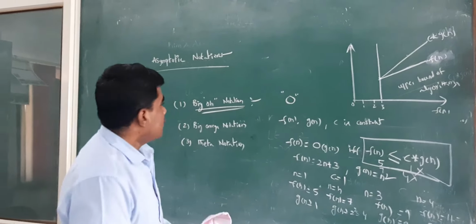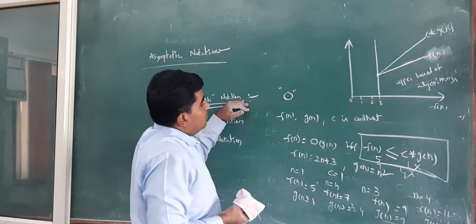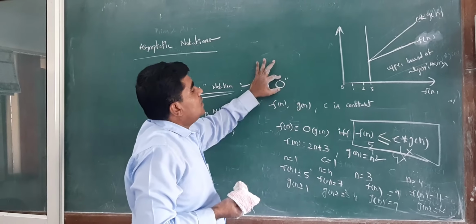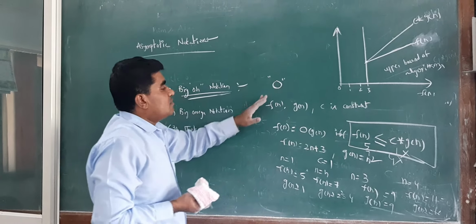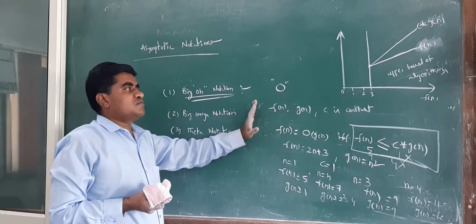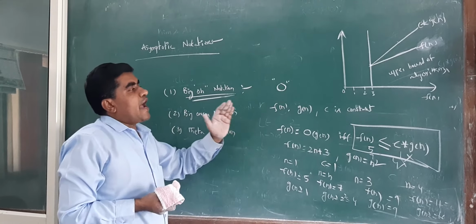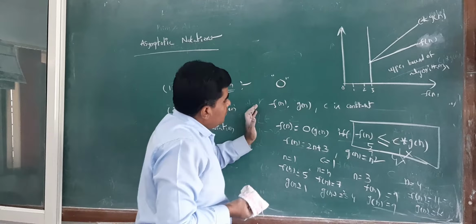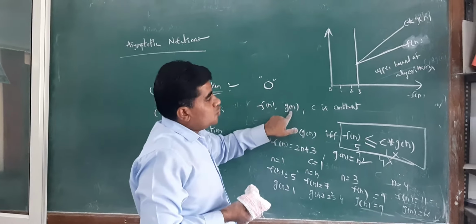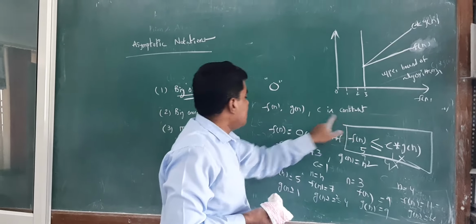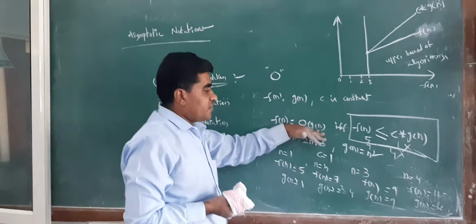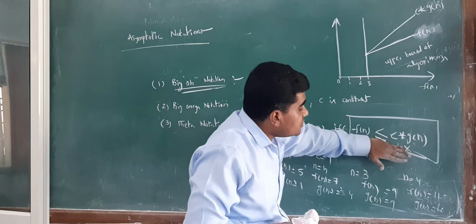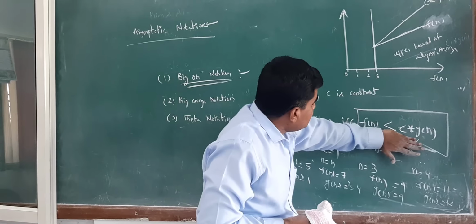Once again, big O notation is denoted by the big O symbol, and it is used to represent the worst case time complexity. That means it represents the upper bound of the algorithm's running behavior. It means the maximum amount of time required to complete the task. For example, f of n and g of n are two non-negative functions, c is the constant, and f of n equals big O of g of n if and only if f of n is less than or equal to c star g of n. This means it represents the upper bound of the algorithm's running behavior.